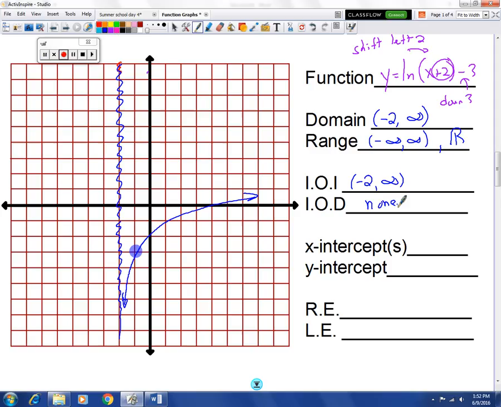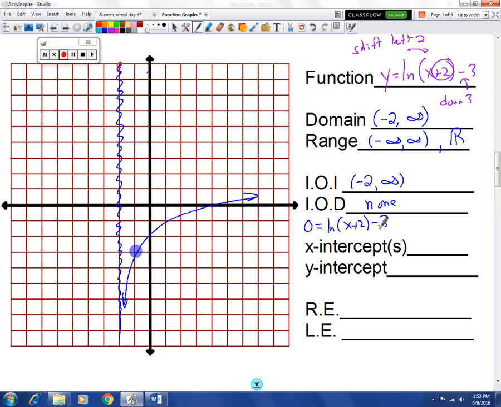Does it have an x-intercept? Yes, it will have an x-intercept. Where? Well, it's not really apparent from the graph. We just see it's going to touch. So how do we find that out? We're going to use some algebra. We're going to make y equals 0. So we're going to say 0 equals the natural log of x plus 2 minus 3.